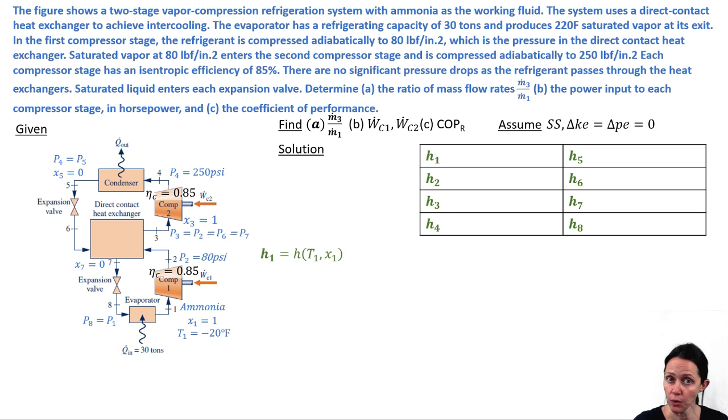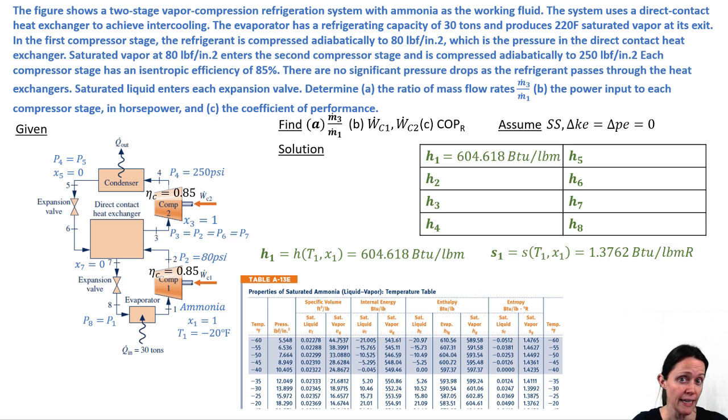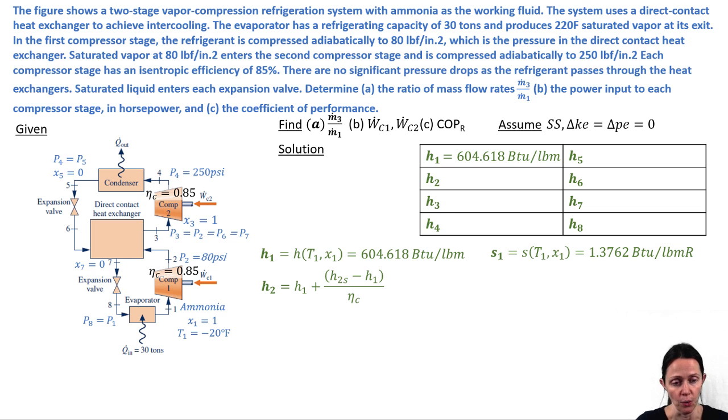So H1, we know the quality and we know the temperature. So I just need to look at the saturated tables in English units for ammonia and pull off that H1 value, which is the H sub G value. I also need to get the S value because I'm going to need that to figure out the isentropic H2S, and then use that isentropic efficiency to figure out what H2 is.